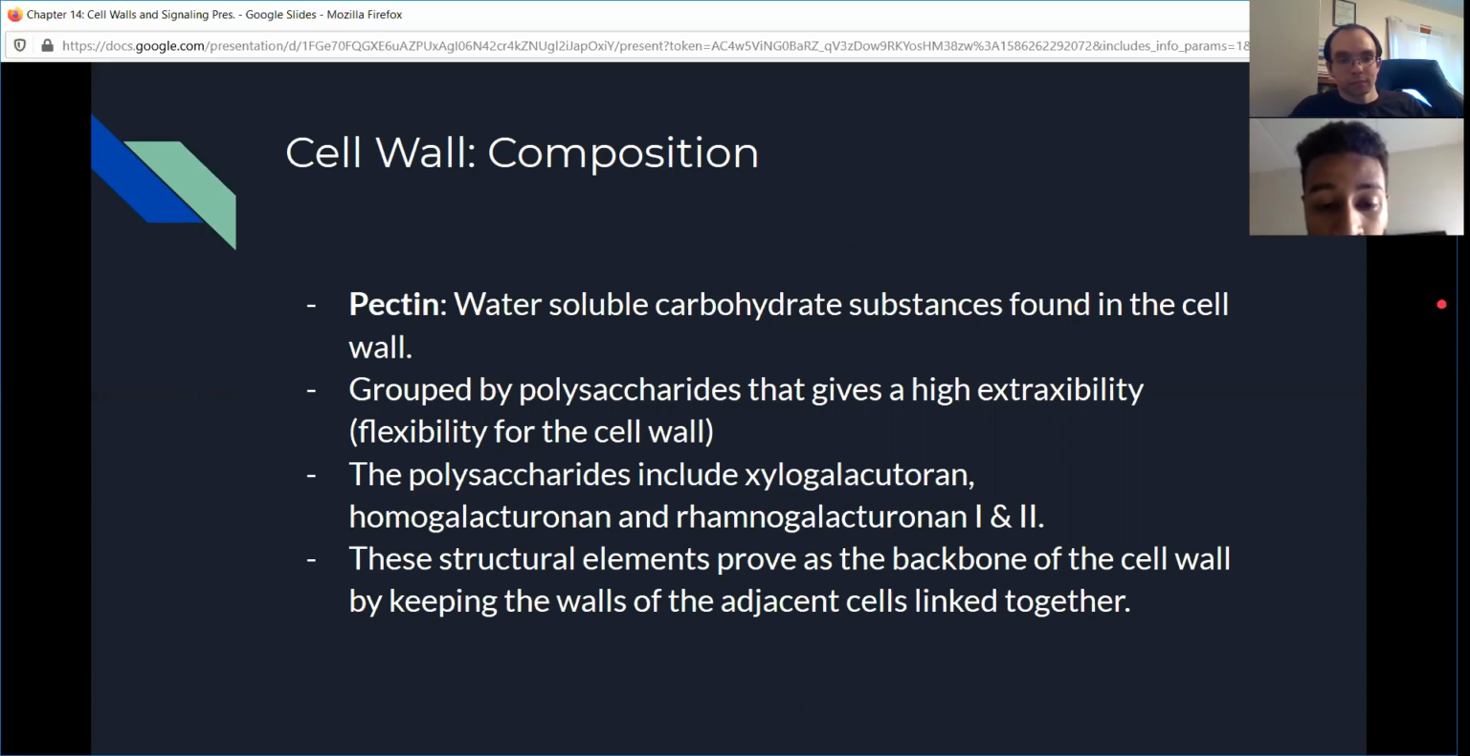And these polysaccharides include xylogalacturonans, homogalacturonans, and rhamnogalacturonans 1 and 2. These elements are what basically provide the backbone for the cell wall, and they are able to keep the cell wall together by linking the adjacent walls of the cell together.